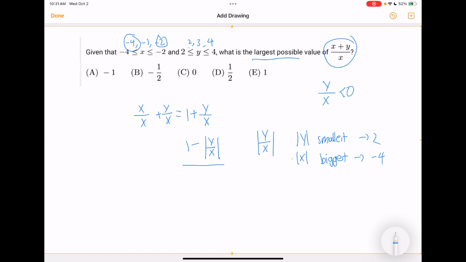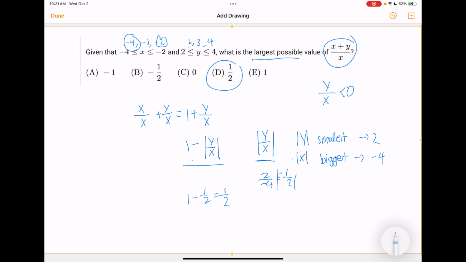And so plugging this back into this expression right here, we get 2 over negative 4, which is negative 1/2. But we're taking the absolute value of this because we're subtracting right here. So we would get 1 minus 1/2, which would give us 1/2. So the answer is D.